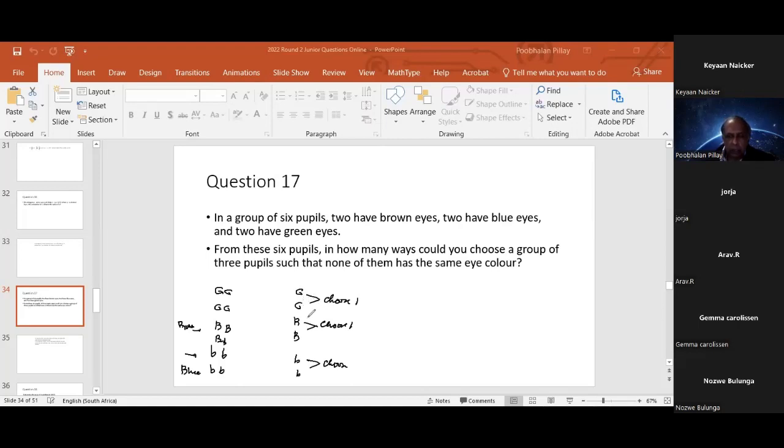So if you choose, these are two different people. So you can't put GG. We have to make it maybe G1 and G2. This is the first guy who's got green eyes, second guy. So there are two people here in each case. So I want to choose one from each. For instance, I can choose G2 and B1 and small b2. One from here, one from here, one from here.